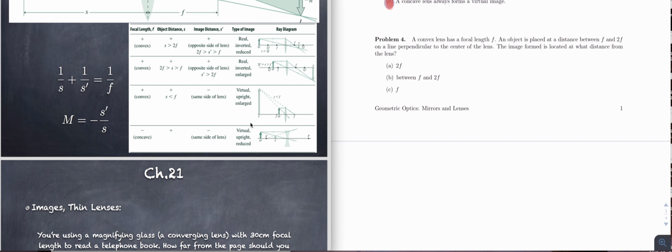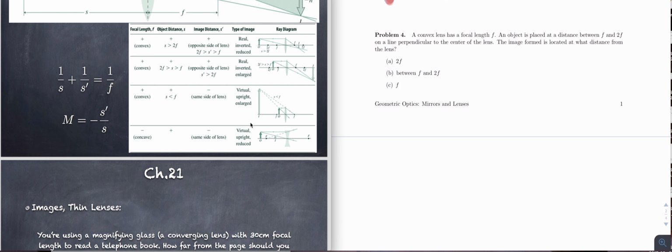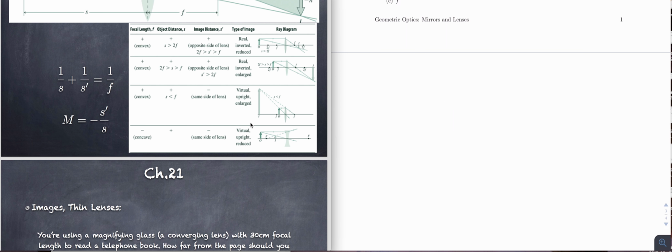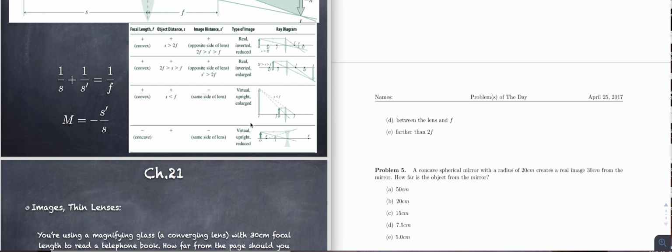Okay, and then of course there are choices A, B, and C. A is 2f, B is between f and 2f, and C is f, and I put in a blank space so I could do work, but it continues on the next page. D and E are over here: between the lens and f, and farther than 2f.